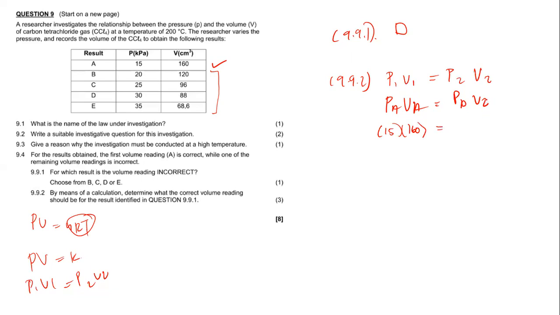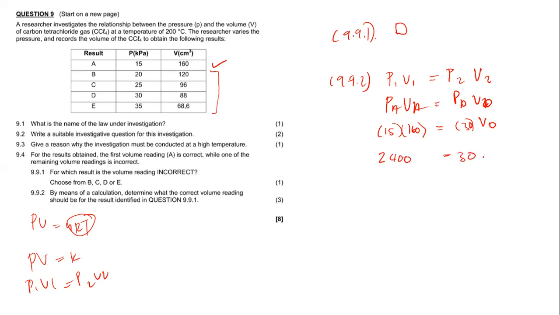Now, what is the pressure of D? The pressure of D is correct. Remember, it is 30. And then we said that the volume of D is incorrect. Now, what will be the volume of D in this case? It's what we are looking for because we want to correct it. So 15 times 160, we get 2,400.